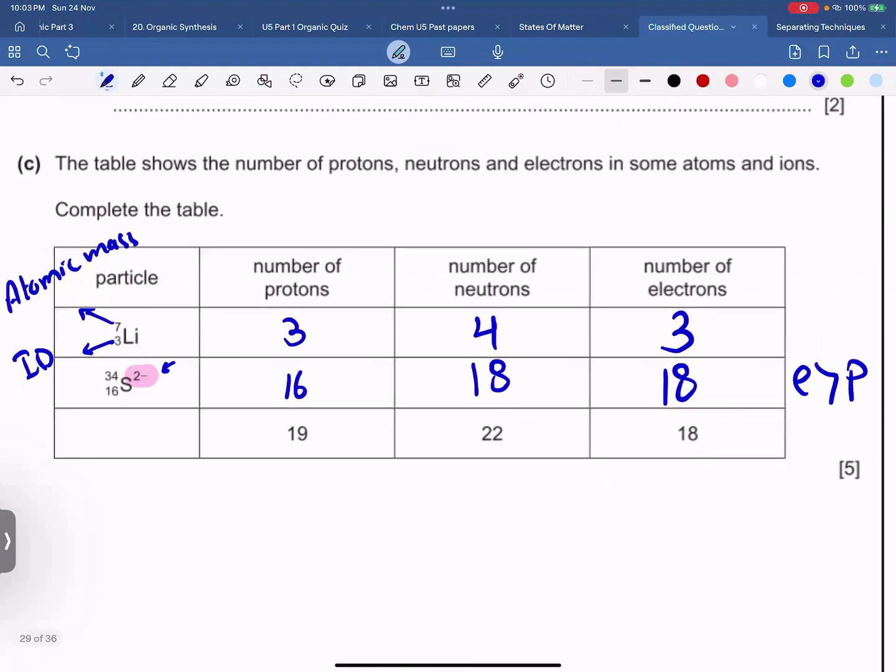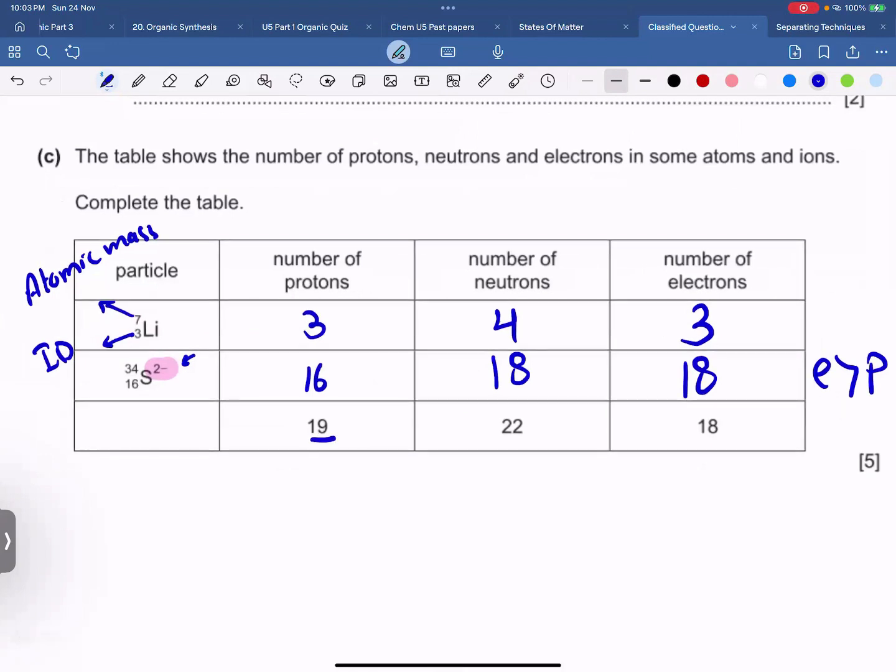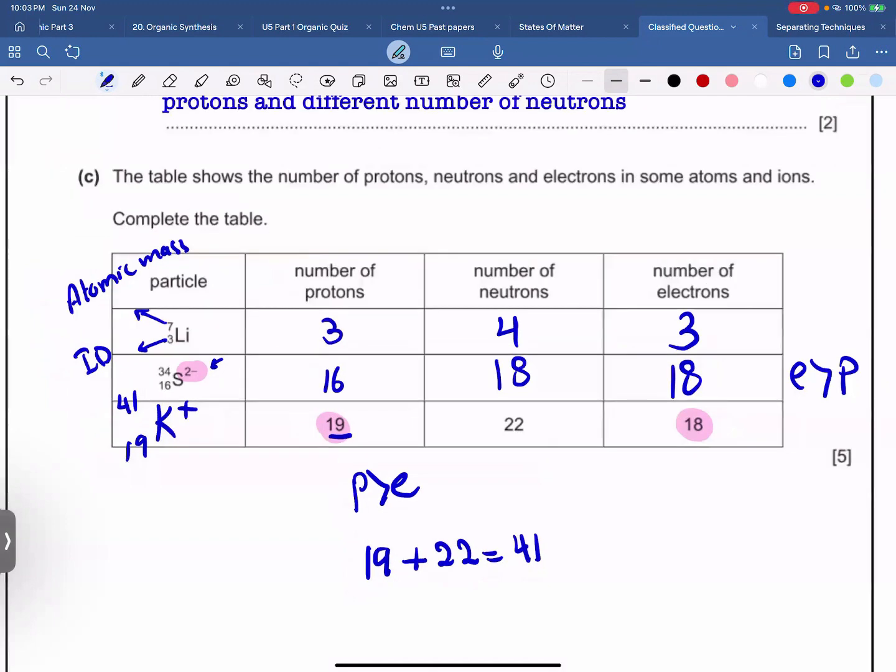Then proton number 19. Open your periodic table and find which element has proton number 19, which is potassium. Ion or atom? Compare the number of protons and the number of electrons. The number of protons is more than electrons by 1, so positive more than negative by 1. And then what is the atomic mass? Atomic mass is the proton number, 19, plus the neutron number, 22. So 19 plus 22 is going to be 41. Okay. Next question.